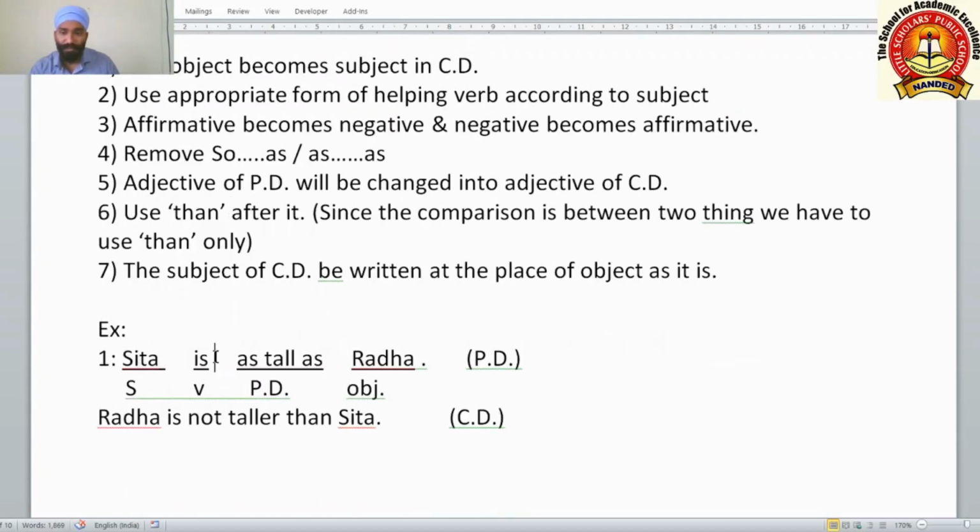Example: Sita is as tall as Radha. This sentence is in positive degree. Here I have marked the subject, verb, adjective of positive degree and object. Now its comparative degree: Radha is not taller than Sita. Here not is not present in the original, so we have taken not here. You understand what the sentence is telling: Sita is as tall as Radha.